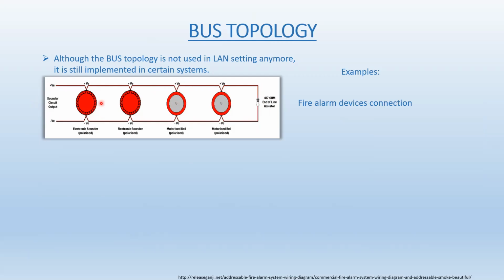So when they're normally open, they're not even being seen by this terminal here. But this terminal here needs to know that this whole line is intact. That's why we have the end of line resistor, and it has to be at the end of the line. So when any device is triggered, it's going to create a short, and that zone is going to notify the main panel that there is trouble somewhere in the east wing, smoke detected or something like that. So that would be the bus topology.